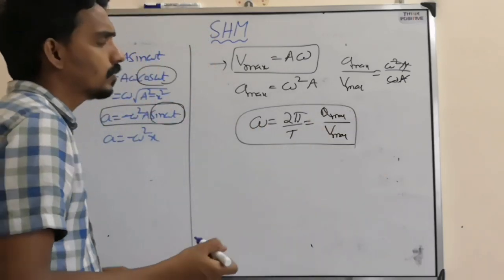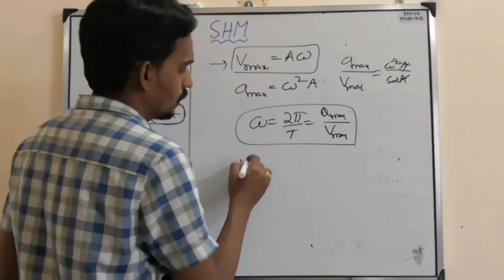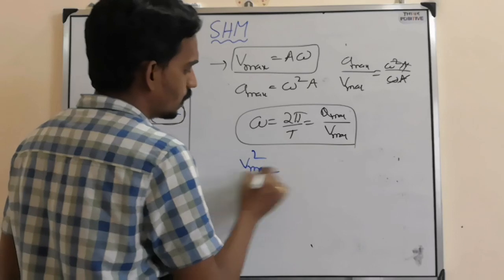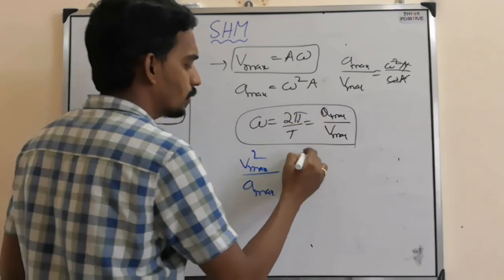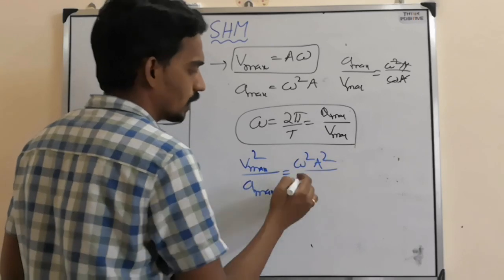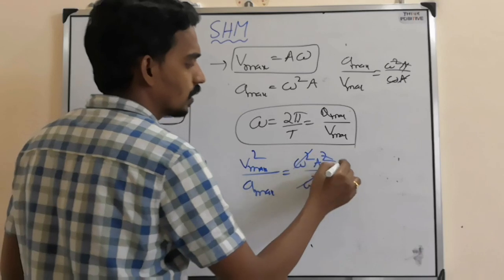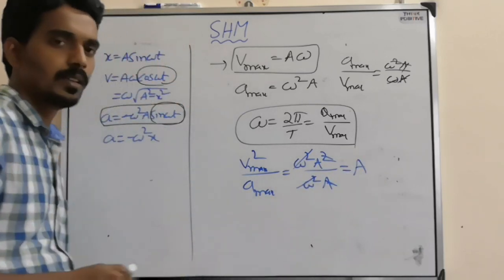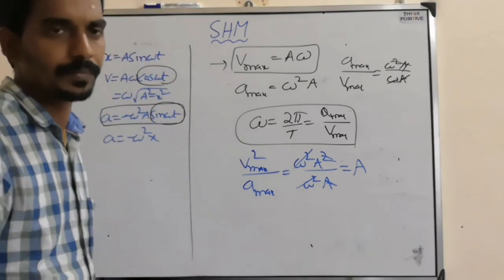Or else you can find it in this way: you square V maximum. So V maximum square by A maximum, if you take. V maximum square means omega square A square, by A maximum which is omega square A. So cancel. So what will come? A. So you can find the amplitude from V maximum and A maximum.